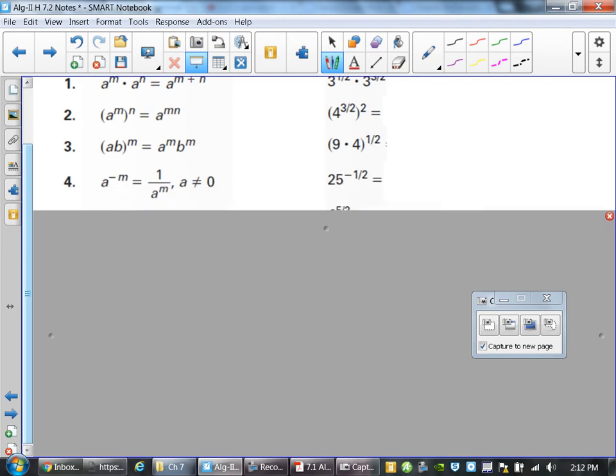Same deal, negative exponents, they are not happy. When exponents aren't happy, we make them happy by moving them to the denominator, or moving them to the numerator if need be. So if I have 25 to the negative 1/2, well, that exponent is no longer happy. Make it happy. 1 over 25 to the half, otherwise known as 1/5.